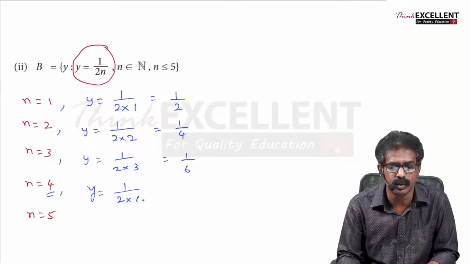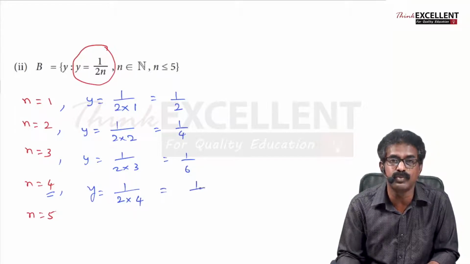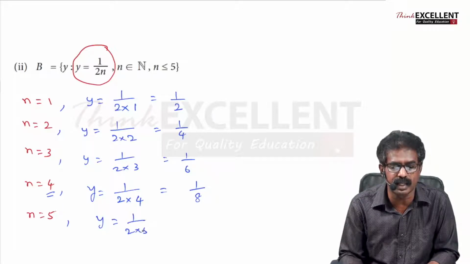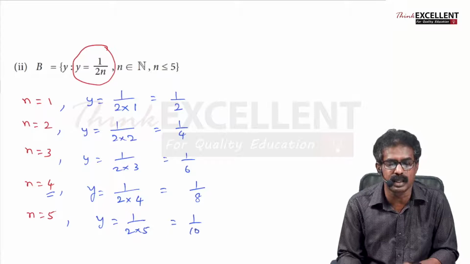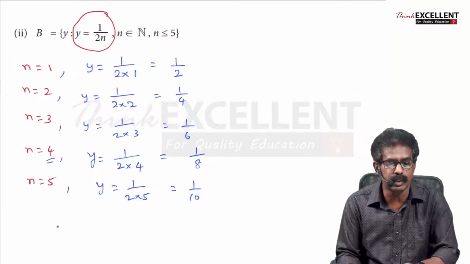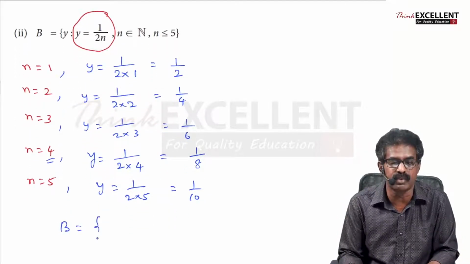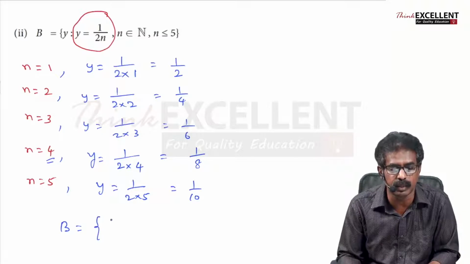4, yes. So what's your answer? 1 by 2 fours are 8. Next, when you put n equal to 5, y equal to 1 by 2 into 5, 10, right? So 1 by 10. So these are the numbers you are getting. So B equal to, write them in roster form. What's the first one? 1 by 2.